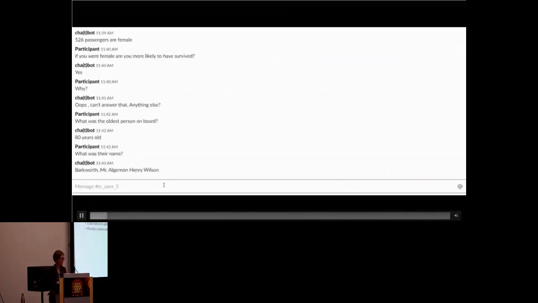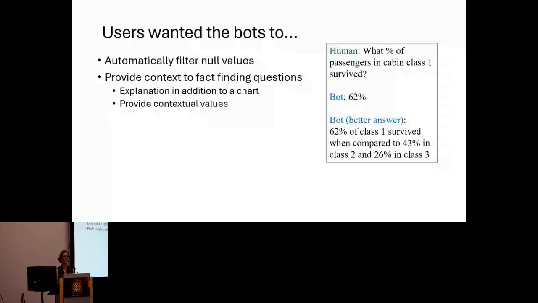Okay, so this particular participant in our study got a couple of responses from the chatbot that were just single numbers. And while he was actually okay with this, the majority of our participants didn't like those kinds of super simple answers. They wanted the bots to be a little smarter in their answers. So they wanted the bots to do things like automatically filter null values out of the data before giving the response.